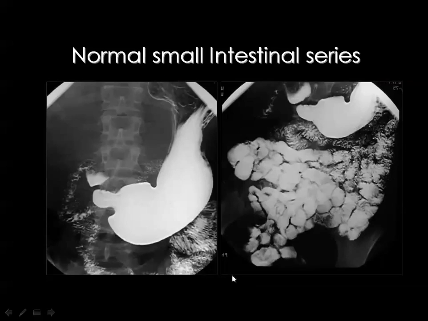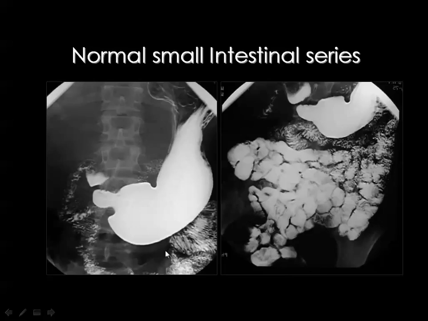Then the patient usually drinks some of this barium fluid, and the first film will show the stomach as well as the duodenal cap and the duodenal loop. And actually we examine the stomach in a full series like that of the barium meal, hence the name barium meal follow through.